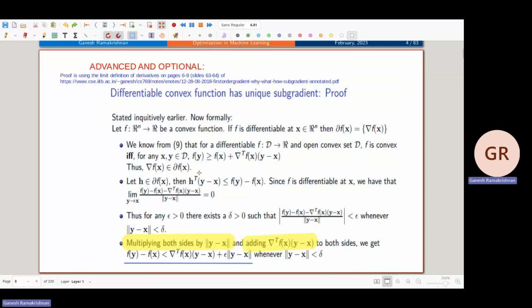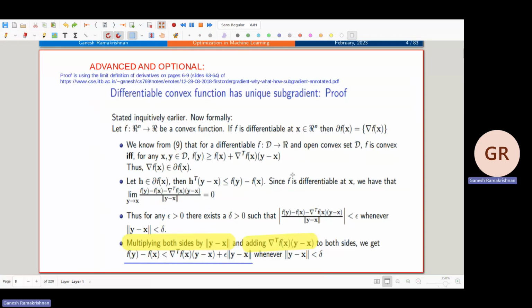The proof I provide is that if the function is differentiable, then the gradient belongs to the subdifferential. The gradient is a subgradient by this definition of convexity, the inequality holds. Now let H be a point in the subdifferential. Let's say that it is not the gradient. That's the typical trick: you say H is a point which is not the gradient, and I'll show that it turns out to be the gradient.